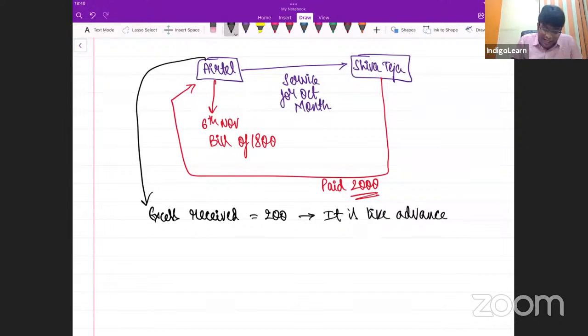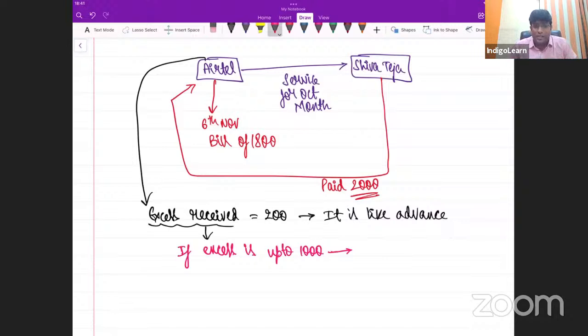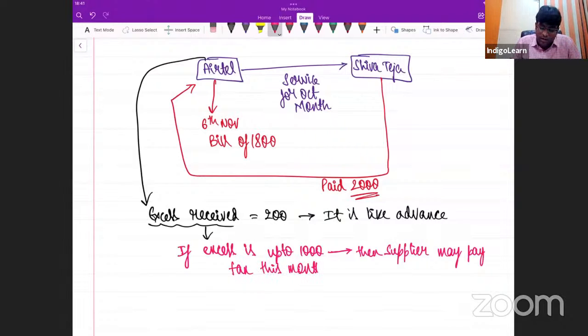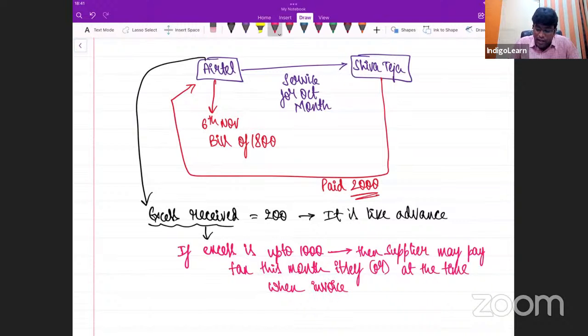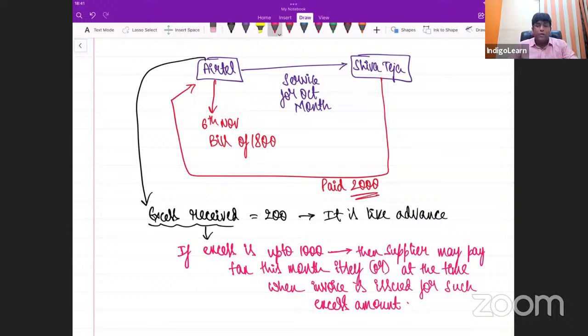And what they told in the law is that for such excess received, they told one line. If excess is up to 1000 rupees, I'm not talking about bill amount, I'm talking about excess amount. If excess amount is up to 1000, then the supplier may pay tax this month itself, or at the time when invoice is issued for such excess amount. And common sense point, when they give a bill for excess amount in next month, in that bill there is just this 200 rupees. Clear, my dear friends?